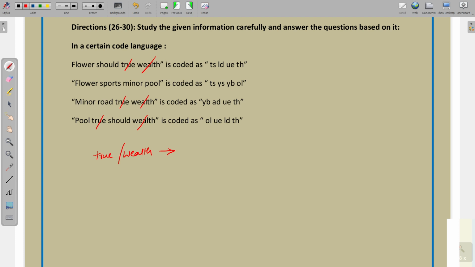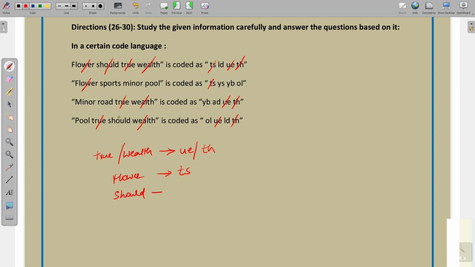So see, next UE and UE and UE, either UE or, and next TH and TH. Okay, so either coded as UE or TH, both true and wealth. Next, flower. So flower is in first and second. Flower is coded as TS. TS is the flower.